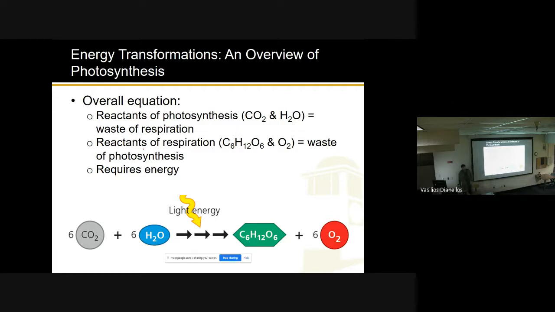And of course, the whole thing here is this requires energy, right? Glucose is an energetic molecule, so to speak. It takes energy to build it. And that's where the light energy comes in. Any questions about this slide?